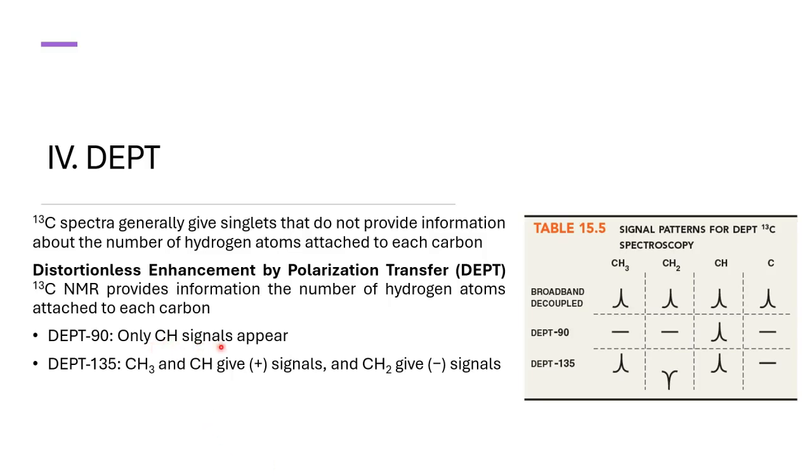Only CH signals appear in DEPT 90. But what's oftentimes more useful is DEPT 135, because we will see as positive signals carbons with an odd number of hydrogens, like CH3 and CH, and we'll see upside-down peaks for an even number of hydrogens, CH2. C with no hydrogens will not give rise to a signal.